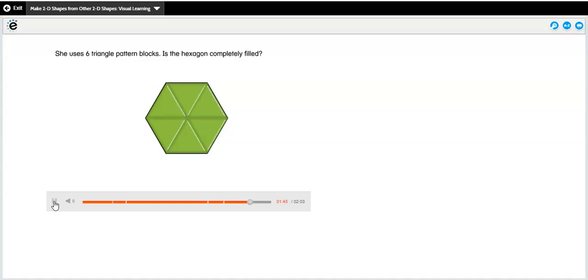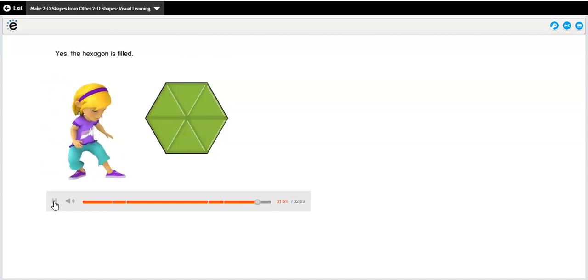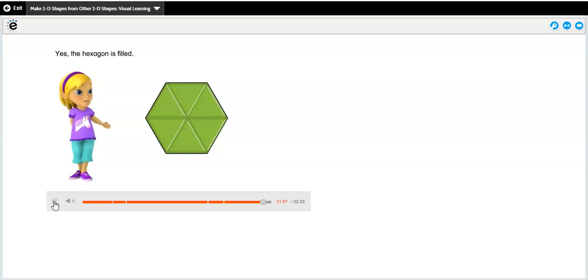Is the hexagon completely filled? Yes, the hexagon is filled. Now you know how to make a new shape by putting together smaller shapes.